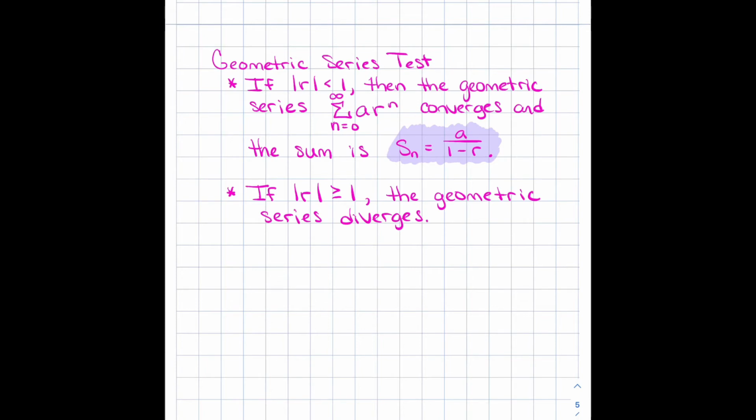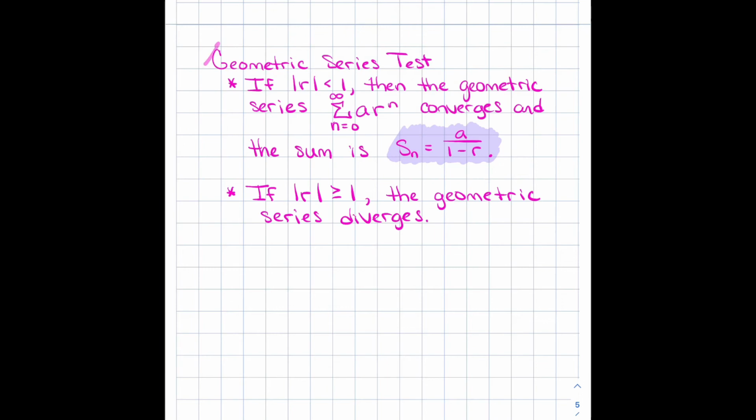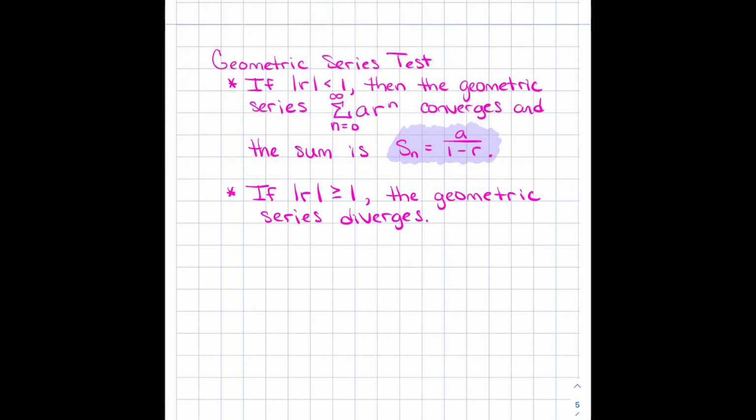So here's the second geometric series test. I can't remember what color I highlighted the other one in, but this is a big one. Here's your second convergence or divergence test. The first one was the nth term, and now the geometric series.